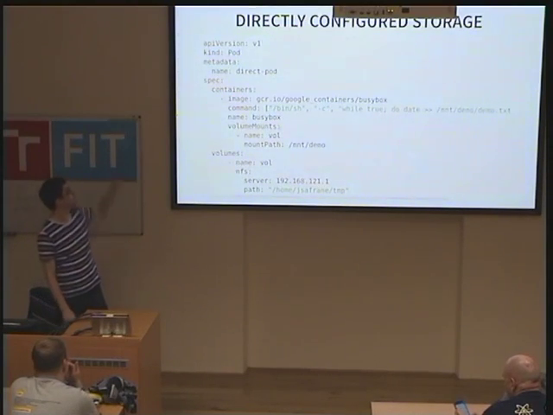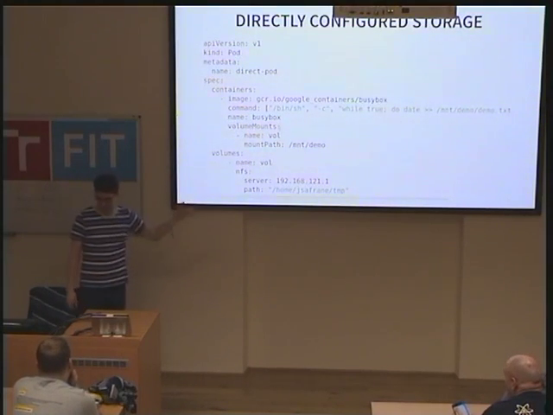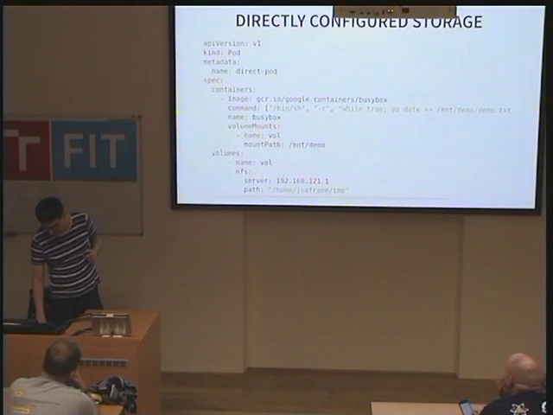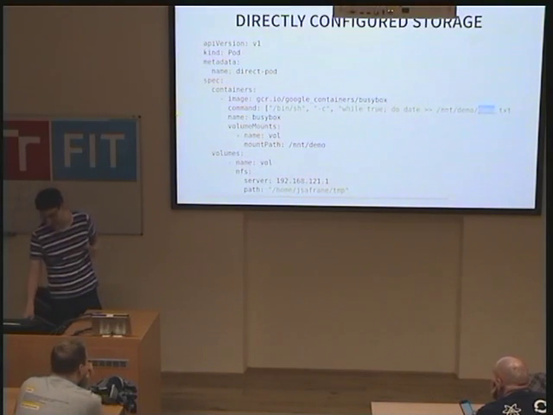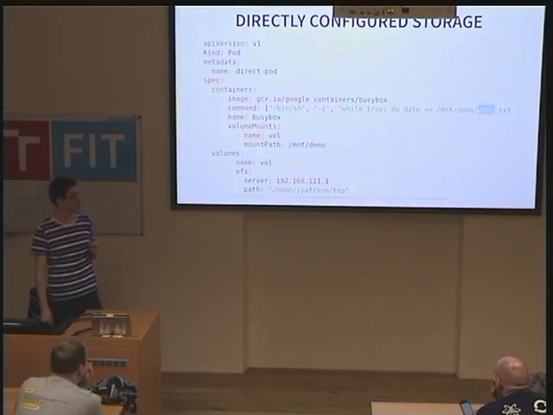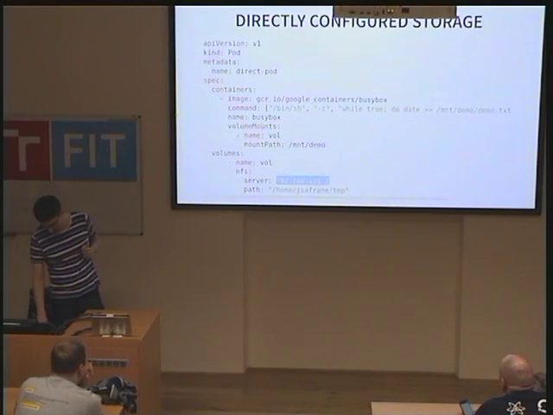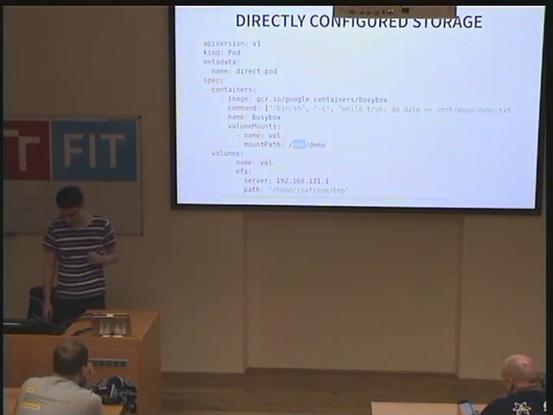Yeah. So this is a pod definition. In OpenShift, everything is defined by YAML files. And this pod runs one container. It runs a busybox. Inside the busybox, it runs some busy loop that writes something to /mnt/demo/demo.txt. And it mounts an NFS server from this address, this share, and it mounts it into this directory.